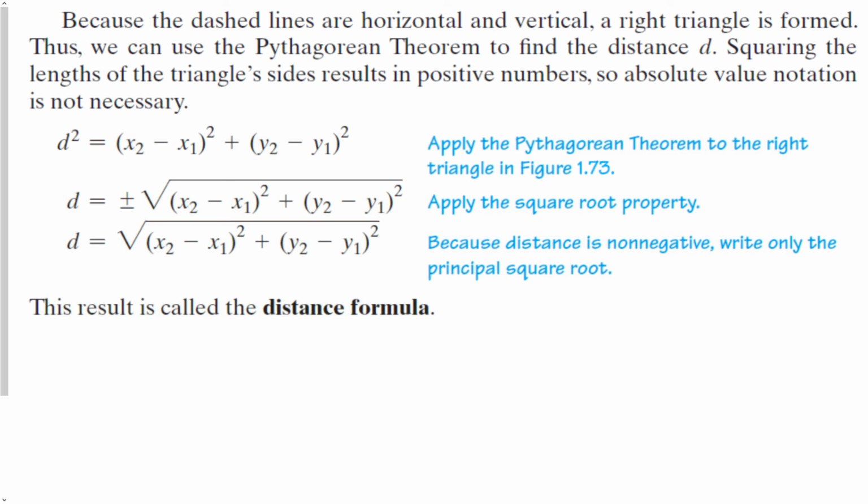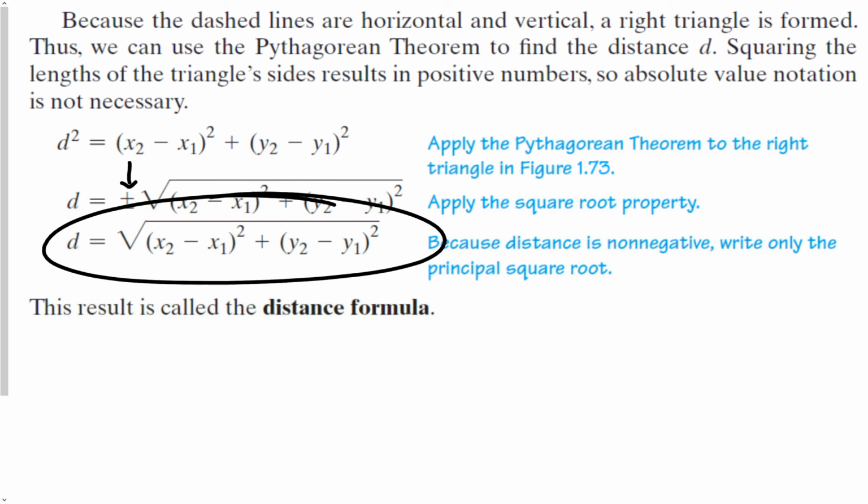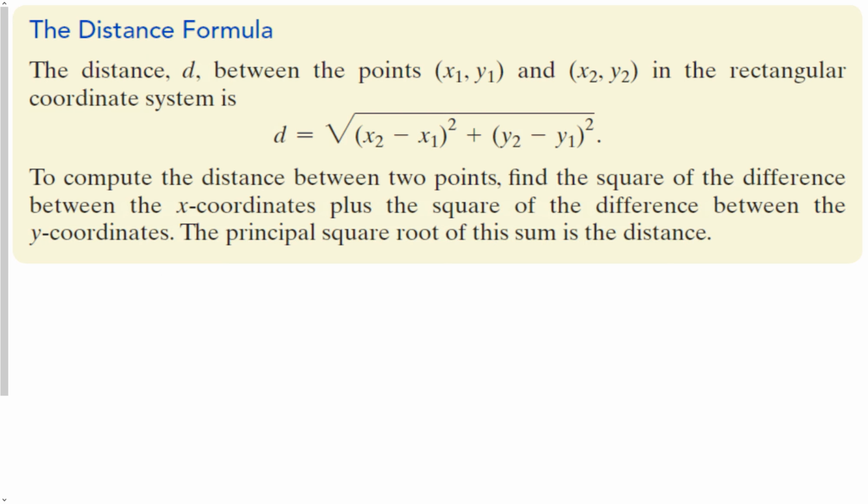Okay, so I have x2 minus x1 squared, or a squared, y2 minus y1 squared, or b squared, and then the d on there would be my c squared. So I have the Pythagorean theorem right there. Then I'm going to take the square root of both sides using the square root property. And I get this plus or minus right there. But I can get rid of it because distance is non-negative. All I need is the principal square root. And the equation that's left over after I do all this is called the distance formula.